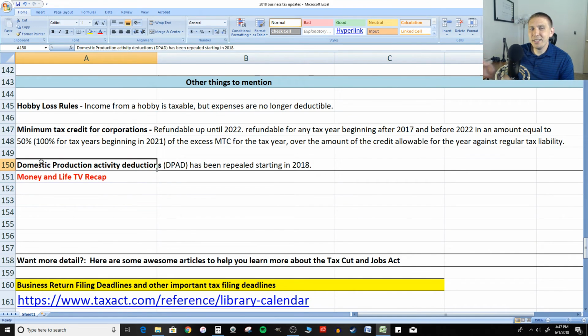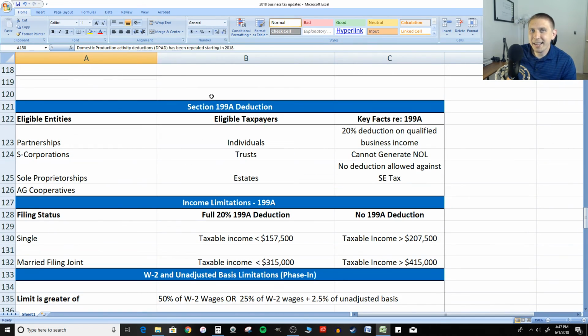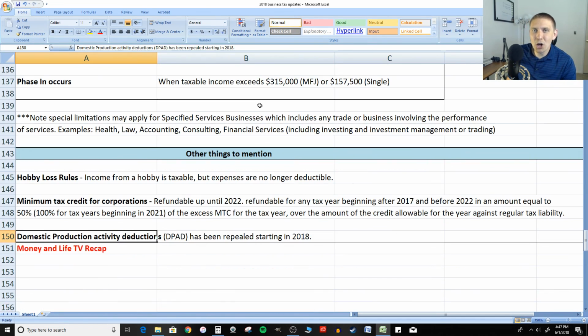Domestic production activity deductions have been repealed, but the good news is you get the $199.80 deduction, so not all is lost. Not all is lost.